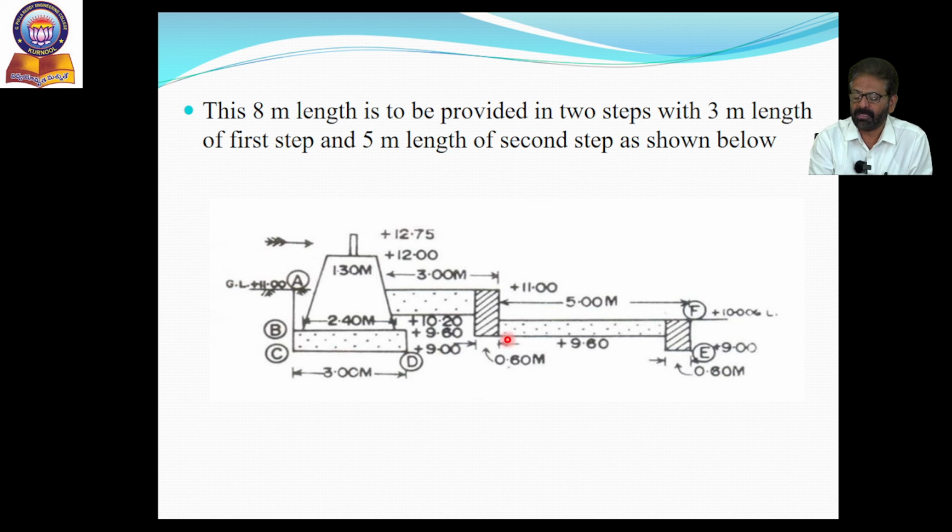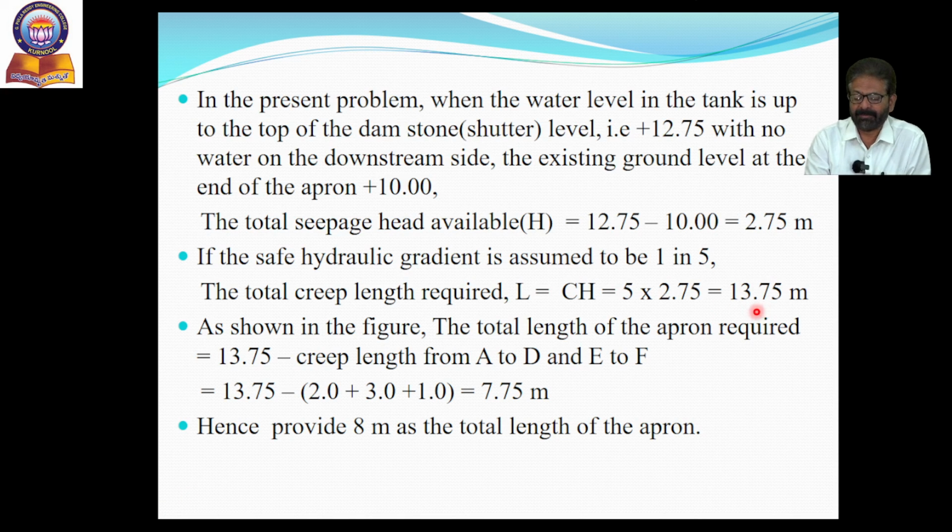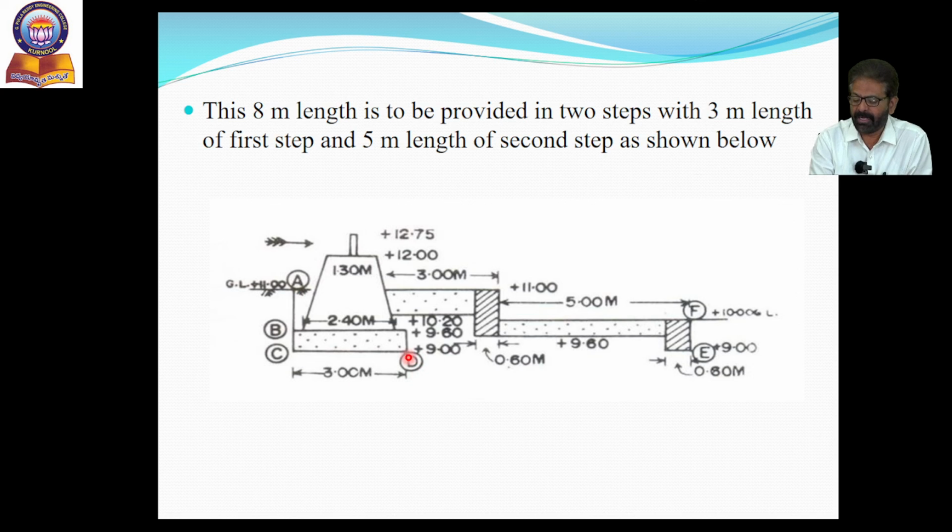This is called the total creep length, which we already calculated as 13.75 meters. Out of this, what would be the total length of the apron? Our intention is to determine this total length of the apron only. If you see here, 13.75 meters is the total creep length, not the length of the apron. As shown in the figure, the total length of the apron required is 13.75 minus the creep length from A to D and E to F. See here, A to D and E to F.